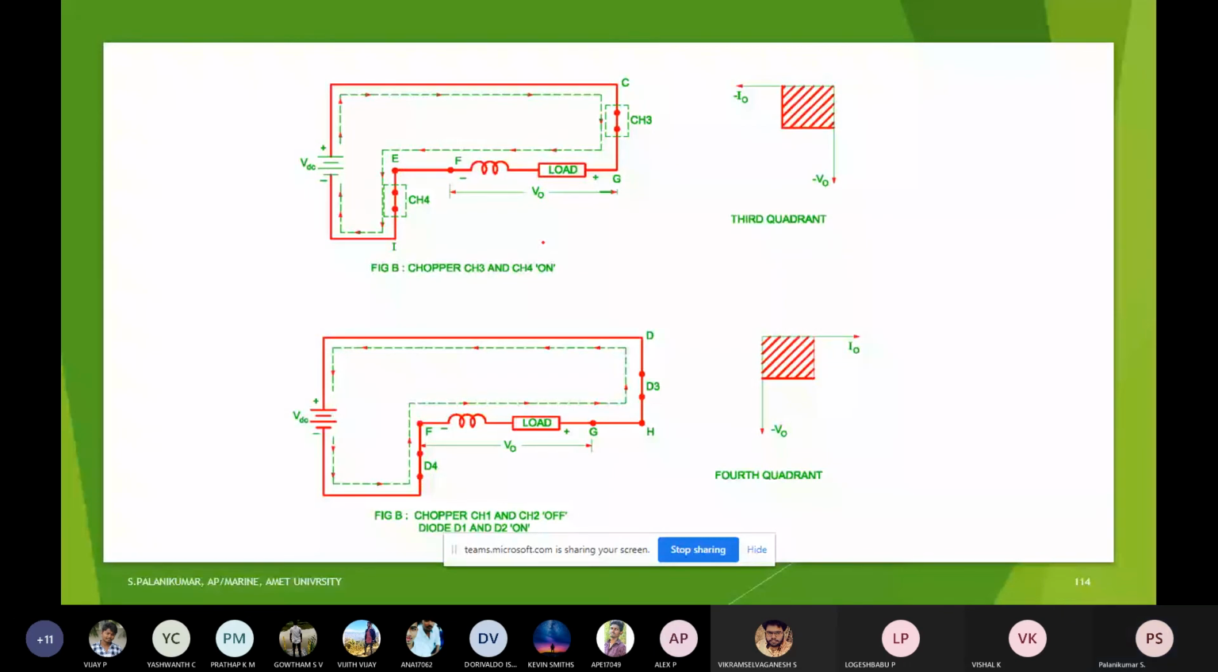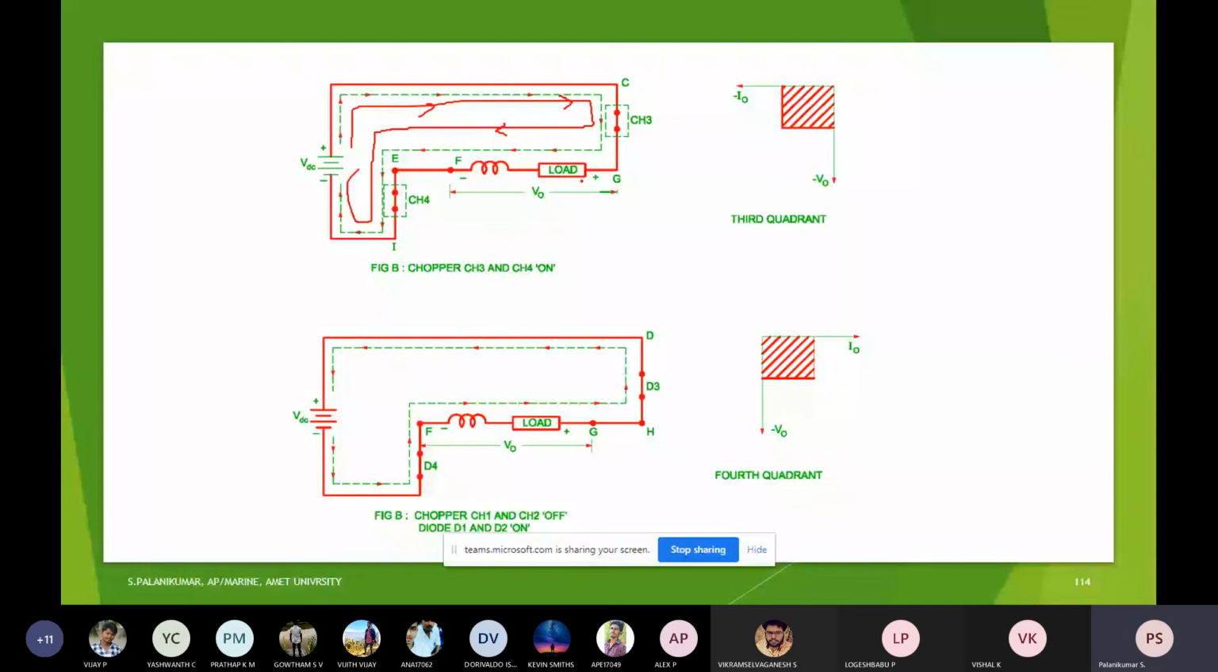So here I am connecting current flow through CH3 and CH4. That is chopper 3 and 4. See, it is going in this direction. Current is going in this direction. So if you see, the current is in the opposite direction.